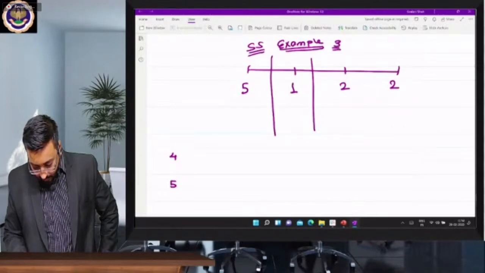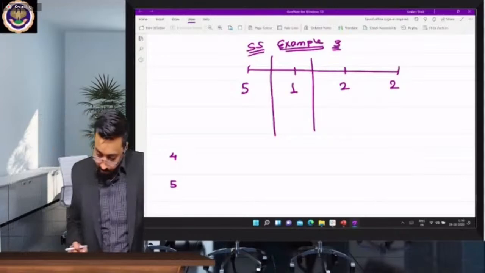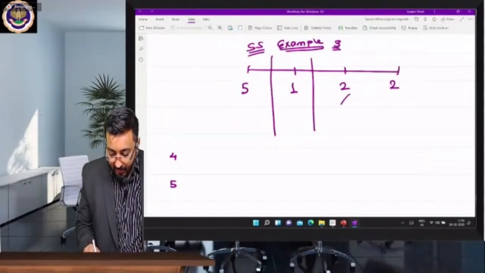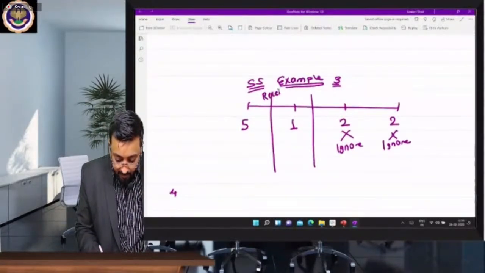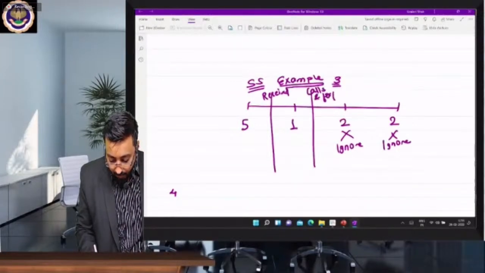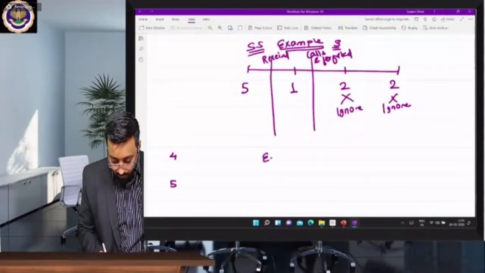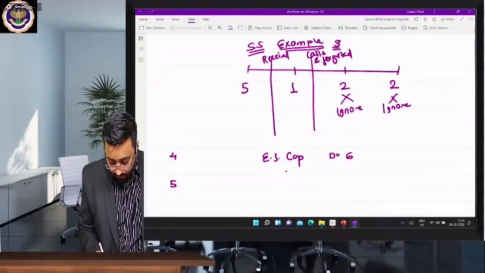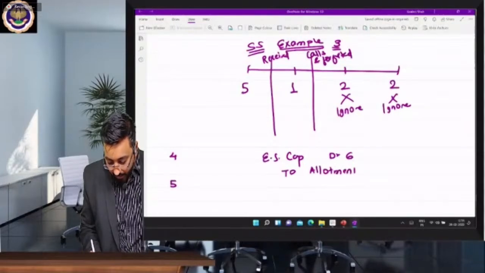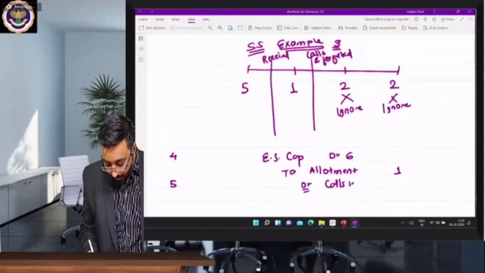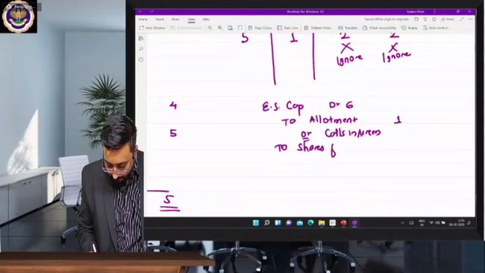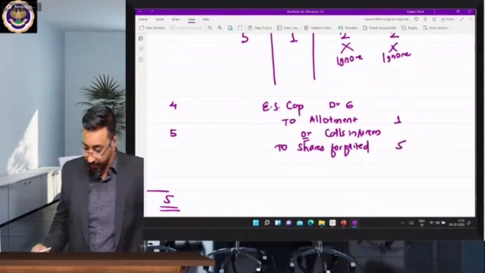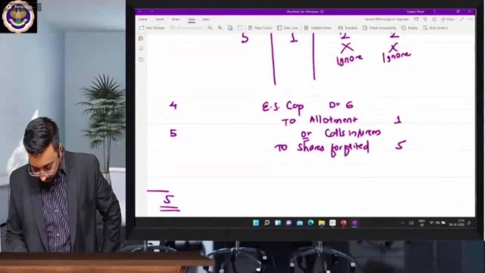Which time? Which time? 2 rupees, ignore. First thing, what do you have to write? The first line, beta, is received, and this is called and forfeited. Equity share capital 6. Allotment or calls in arrears 1. This is between two lines, and shares forfeited 2, 5, which is the collected amount. Who answered very fast? Nanesh Ingre. Very good.